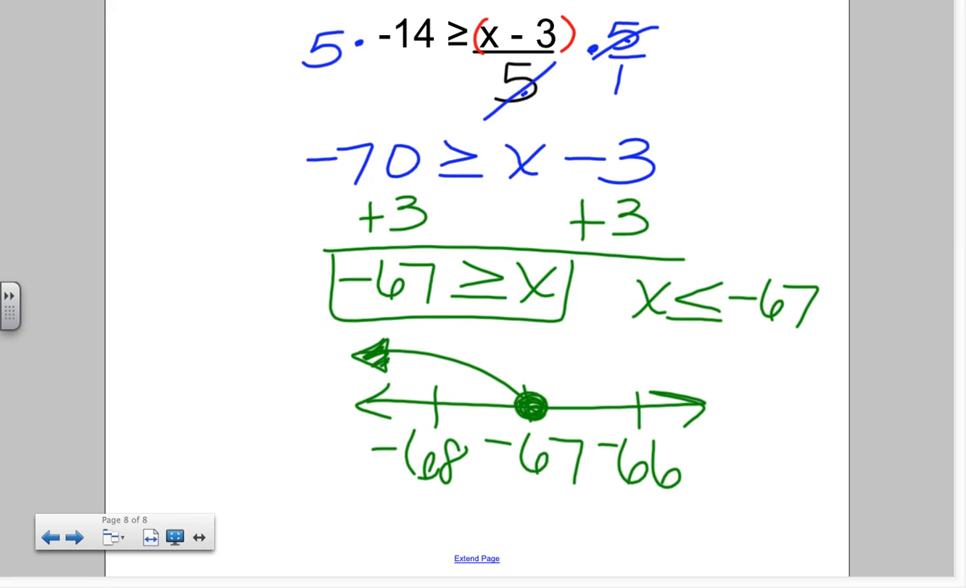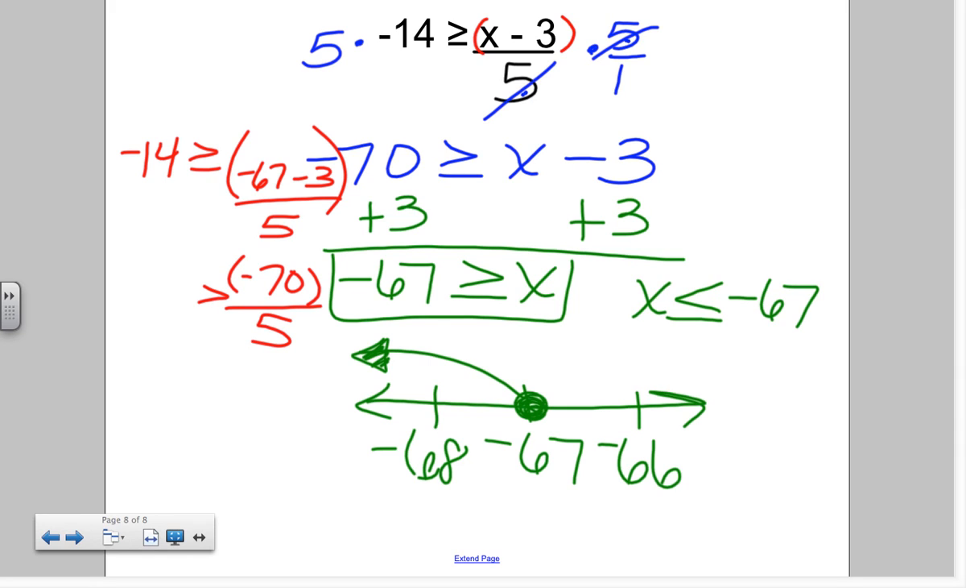So, we got negative 14 less than or equal to negative 70 up top over 5, when you plug in negative 67. And when you guys plug that negative 67 in, what'd you get? And that's true, isn't it? Because that equal sign is there. All right. Now, are there any questions?